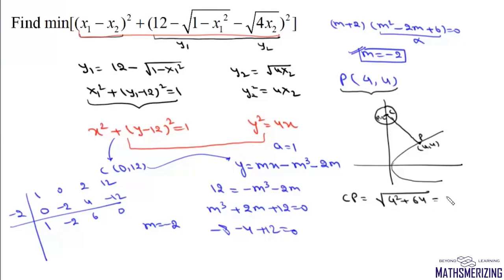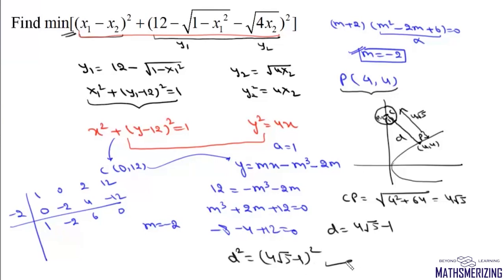64 plus 16 is under root 80, and 80 is 4 root 5. So this is 4 root 5. So this distance CP is 4 root 5, and the radius of this circle is 1. So the shortest distance D between this circle and the parabola will be 4 root 5 minus 1. Now in this question we need the square of this minimum distance. So D square will be 4 root 5 minus 1 whole square, and that is the answer to this question.